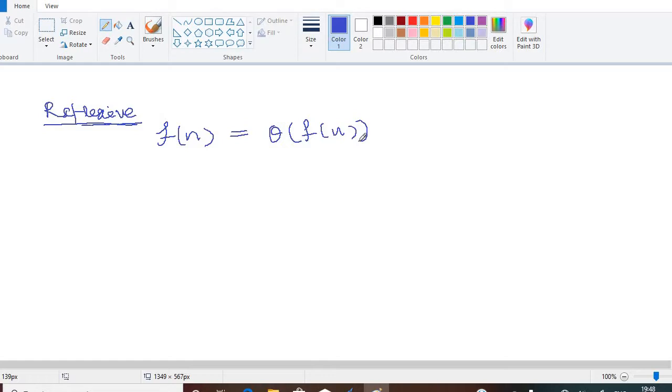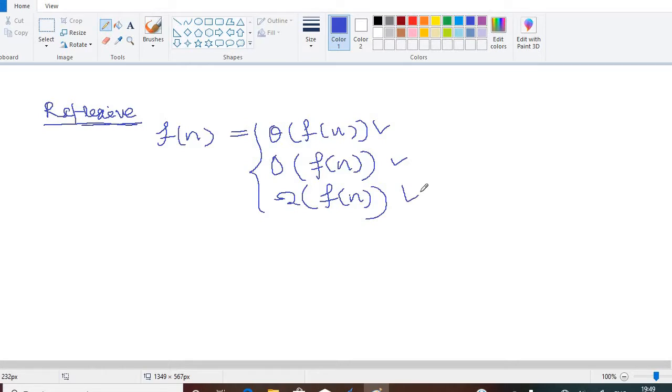Okay, so the reflexive property is f(n) is equal to theta of f(n), and we can also write big O of f(n) and also omega of f(n). Okay, so this is called the reflexive property of the asymptotic notations. So try to solve these three using the definition part. Okay, this is so easy. I hope you can do it, and if not, I'm here to solve that.